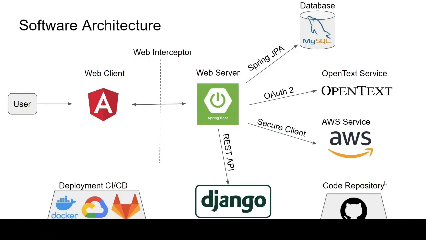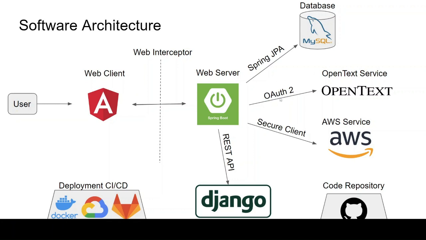Here's our software architecture diagram. So the end user will mainly interact with the web client, the Angular web application directly. And the Angular application will interact with the Spring Boot web server. In the middle, we have a web interceptor. So we imposed the JWT authentication and user session management. And the web server will interact with the MySQL database for storing and basically querying data.